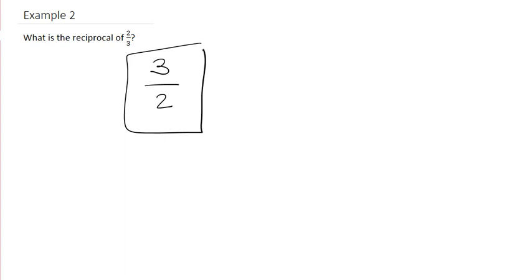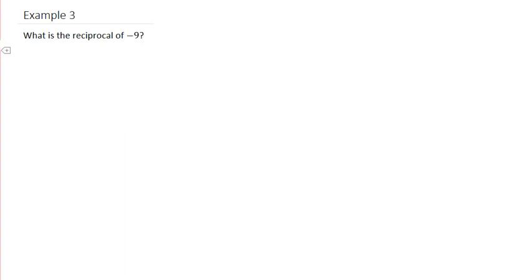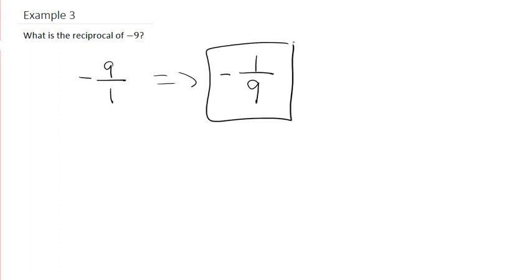So let's go ahead and look at another example. What is the reciprocal of -9? So we remember that -9 can be rewritten as -9/1. So the reciprocal then would be, as we change the numerator to the denominator and denominator to the numerator, we get -1/9. And this would be our reciprocal of -9.